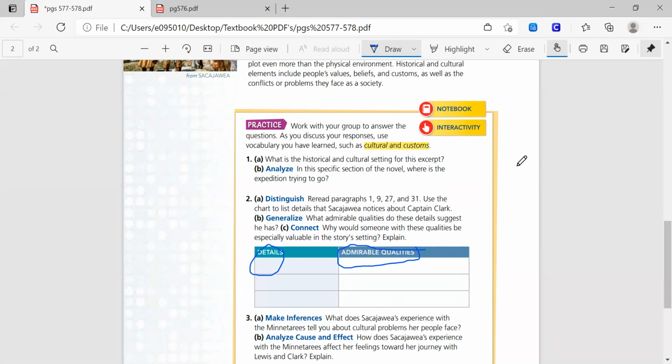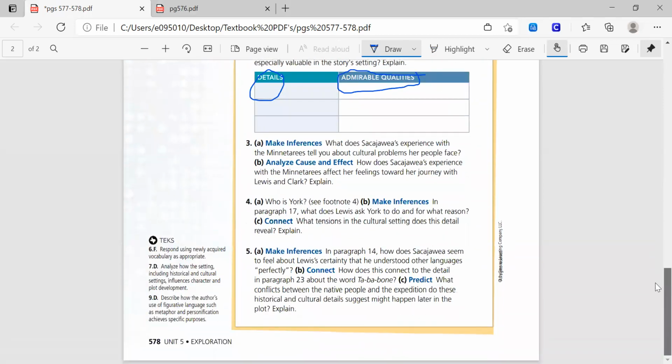And then C, connect. Why would someone with these qualities be especially valuable in the story's setting? Explain. So again, this should be a short paragraph. 3 to 5 sentences should be your answer. And C is going to be listed just below your graph on your paper.